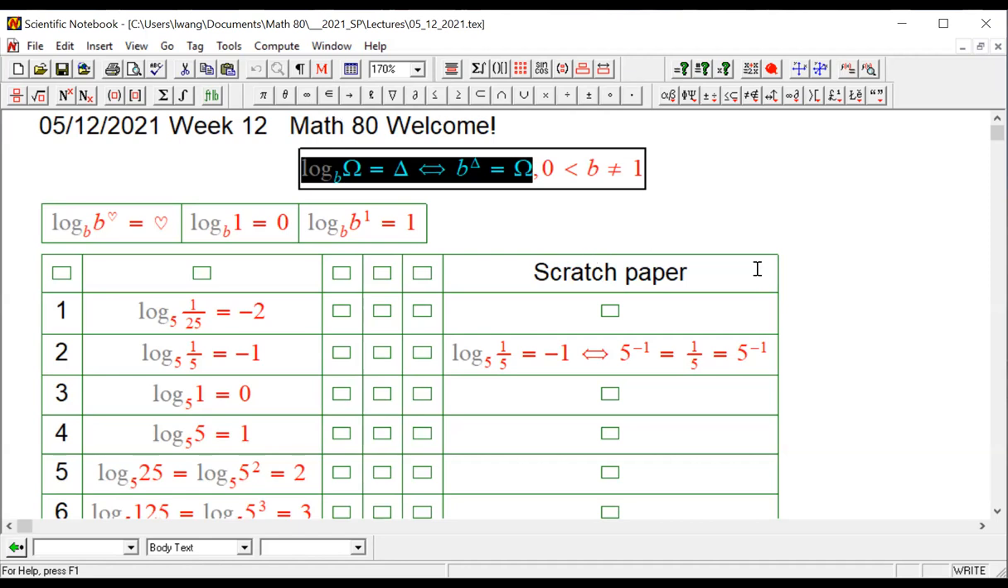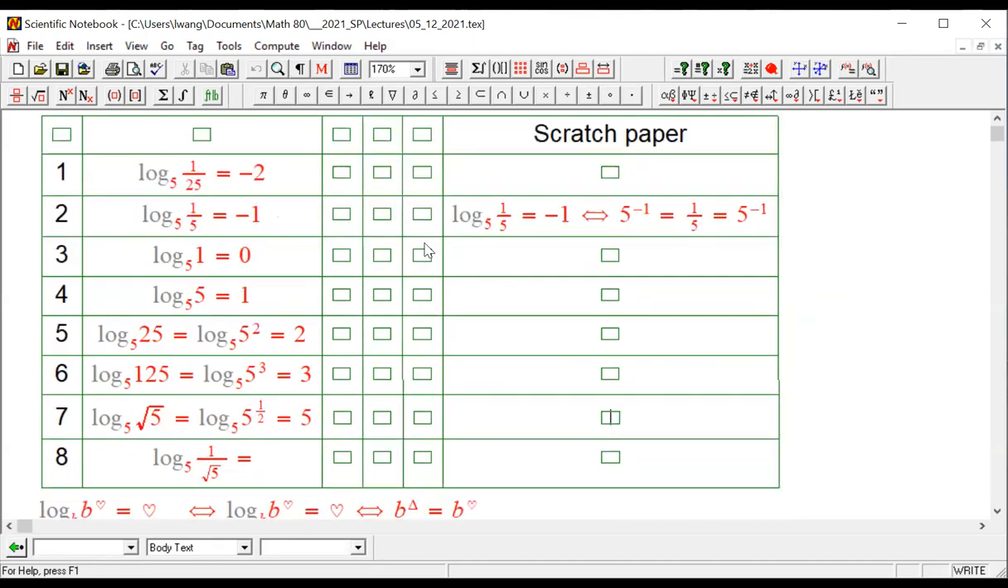You go back to the definition, right? You take your answer, that your answer is in the place of triangle, and root 5 is in the place of omega, and the base here is 5. So if you think the answer is 5, so the triangle is 5. Is 5 to the power of 5 equal to root 5?